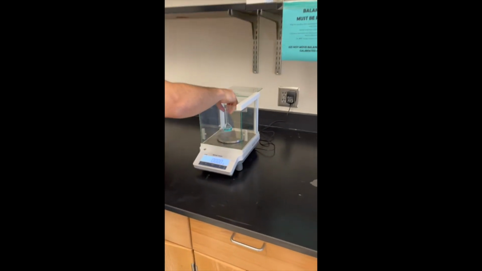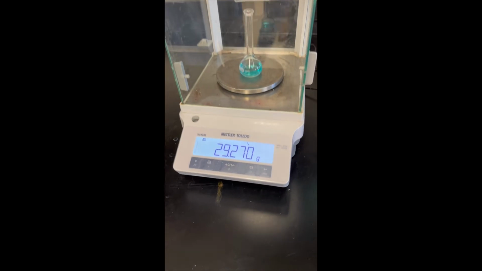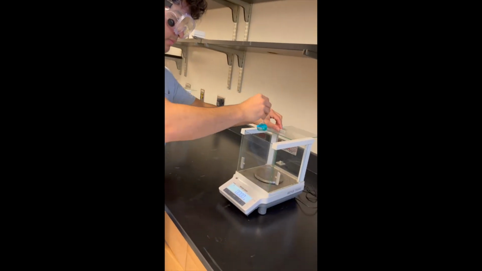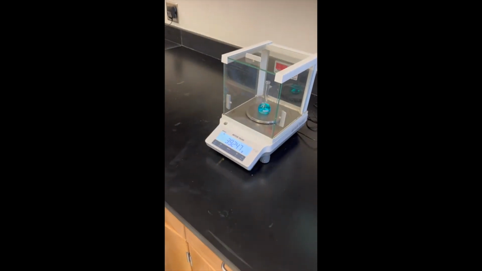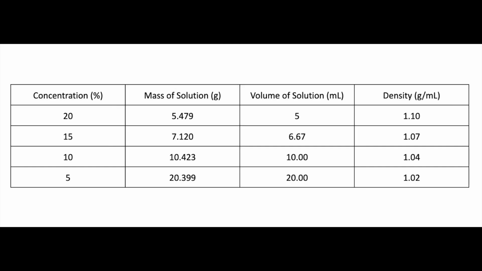We repeated this step 2 more times, diluting the solution to concentrations of 10 and 5%, and recorded both their masses. The table pictured here shows the mass and volume we recorded for each concentration of the diluted stock solution. We took each solution's mass and divided it by its volume, giving us the density pictured on the far right.